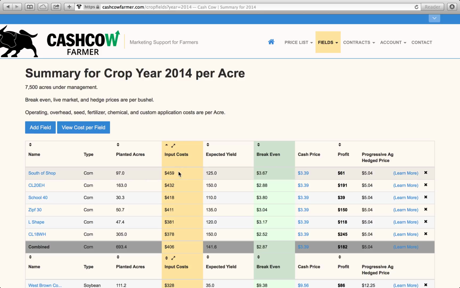So maybe we consider A, not renting the land next year if we're not making any money on it, or B, trying out different fertilizers. But as long as we're making money on the field, it makes sense to farm it, even if the input costs are high. Then we've got expected yields here.